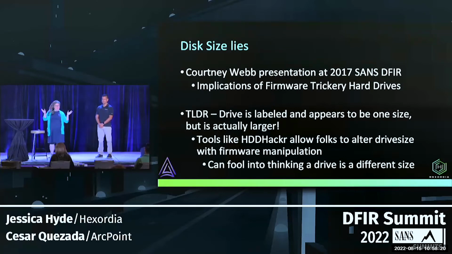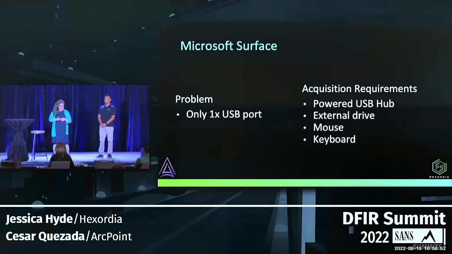There's also tools like HDD Hacker that allow you to alter the drives at the firmware. So most acquisition hardware utilities, a lot of them will not catch this, but there are some that will go ahead and look at the firmware. So basically you can be fooled into thinking that the drive is a different size, in two different scenarios. You can take a drive that's a known size and alter it, or you can take a drive that the manufacturer has shortened because they're using the same physical disk but changing the sizes.